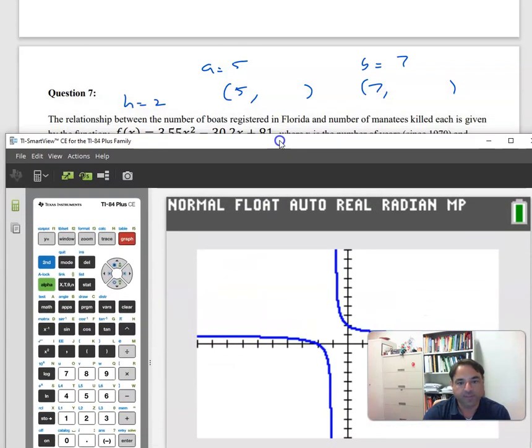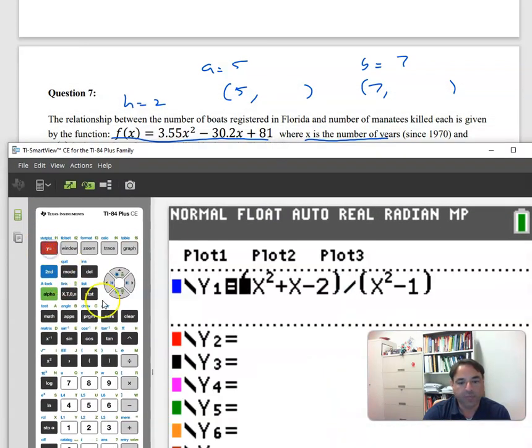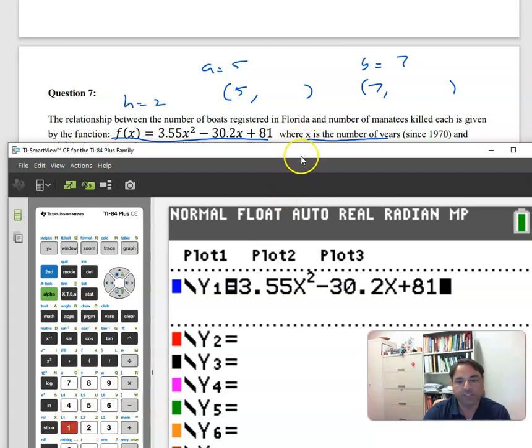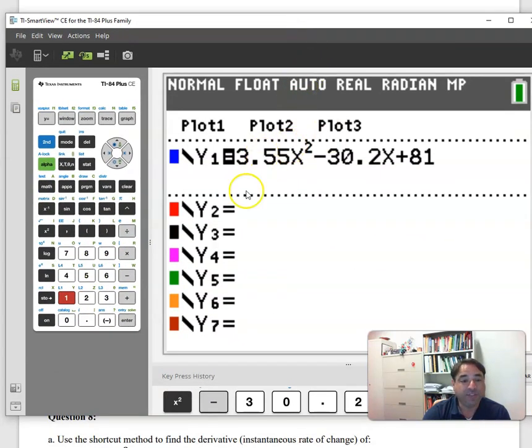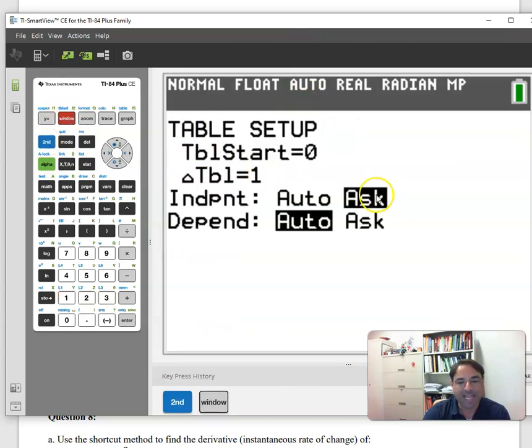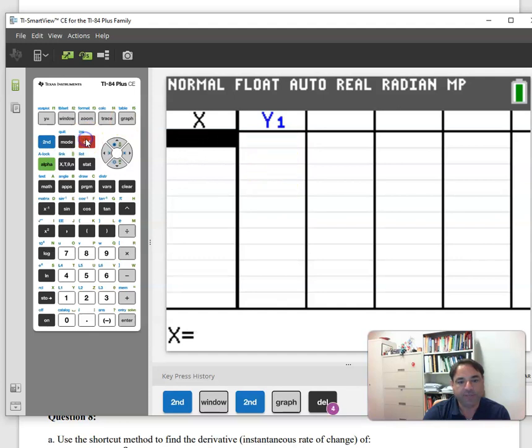So we go to our calculator, go to y equals, clear, and enter 3.55x squared minus 30.2x plus 81. So if we put our function in there, then if you have your table set, just to double check that, hit second window, make sure it's Ask, Auto, not Auto, Ask. Then when you go to the table, second graph, delete whatever's in there.